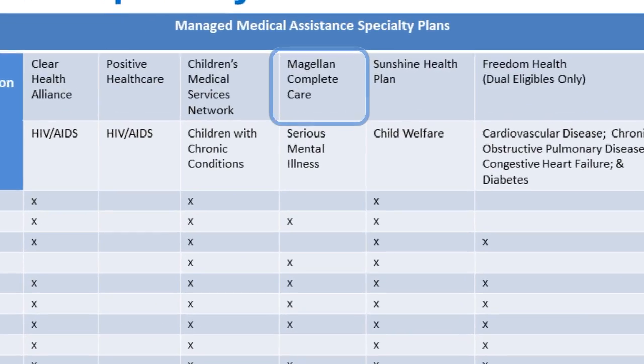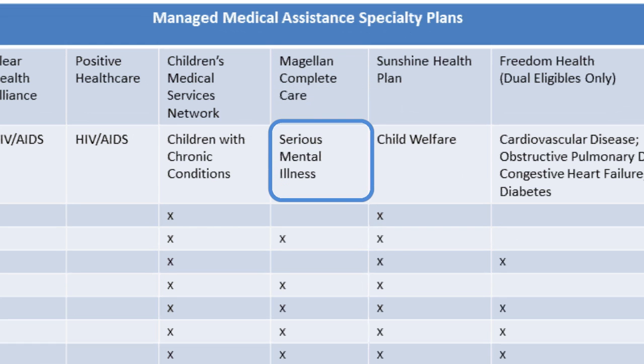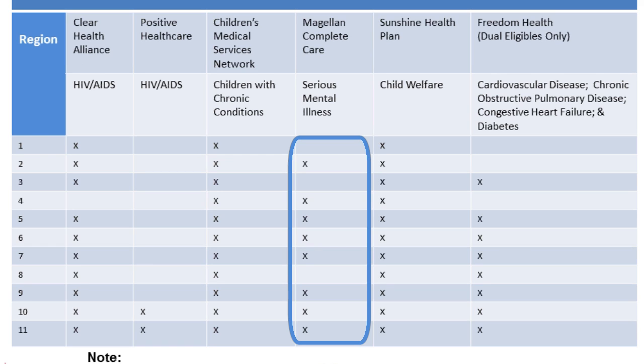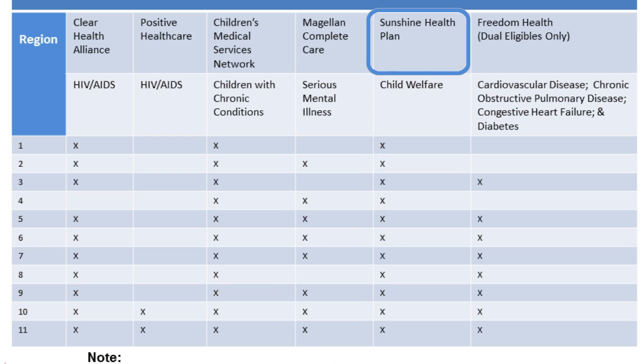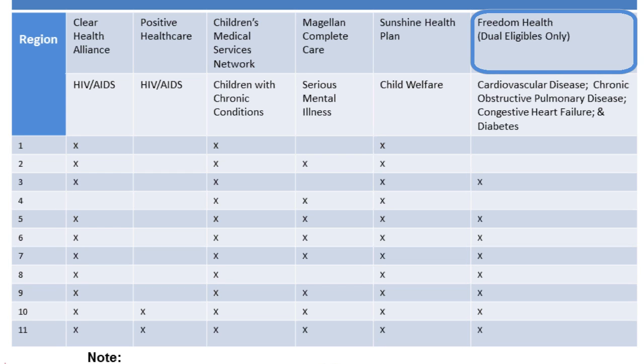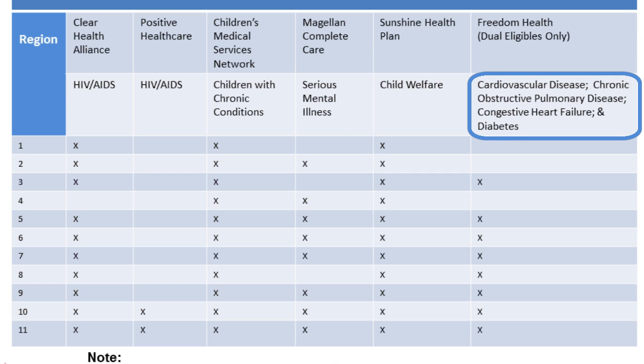The Magellan Complete Care Specialty Plan for recipients with serious mental illness is available in regions 2, 4, 5, 6, 7, 9, 10, and 11. Sunshine Health Plan is a specialty plan for children and child welfare, and that's available statewide also. And the Freedom Health Plan for dually eligible recipients with cardiovascular disease, chronic obstructive pulmonary disease, congestive heart failure, and diabetes is available in regions 3, 5, 6, 7, 8, 9, 10, and 11.